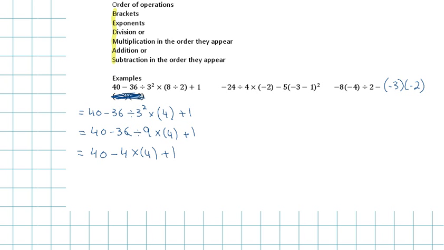Okay? After division, I have to look for my multiplication, right? So I have my multiplication here, which gives me 16. And now it's a simple subtraction and addition. You can do that together, right? I can do 40 minus 16, right? Which gives me 24, right? And then add 1, which is 25.